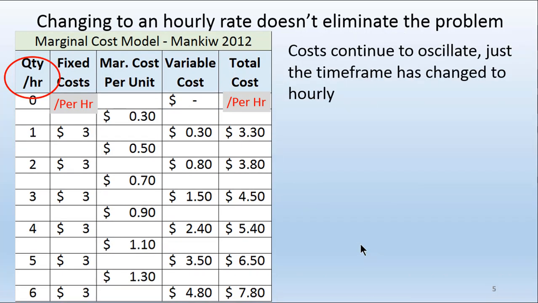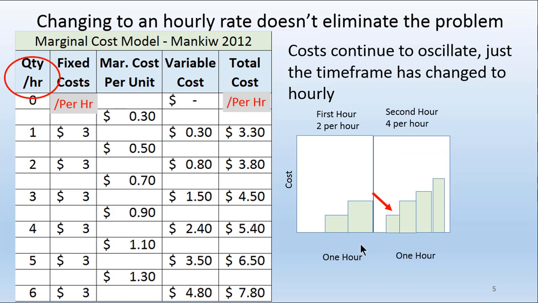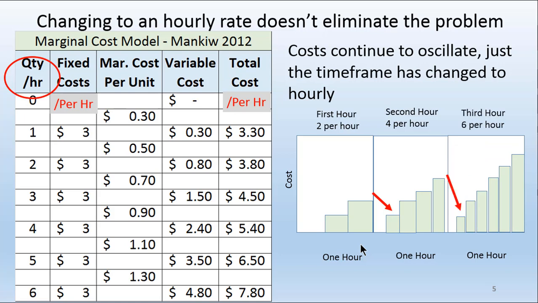So it really doesn't eliminate the problem, because the costs actually continue to oscillate. Just the time frame has changed to hourly. So let's say I've got my first hour of operation, I was running at 2 per hour. That's what my costs look like. And second hour, 4 per hour. It's building a little bit higher. My total costs are going higher.